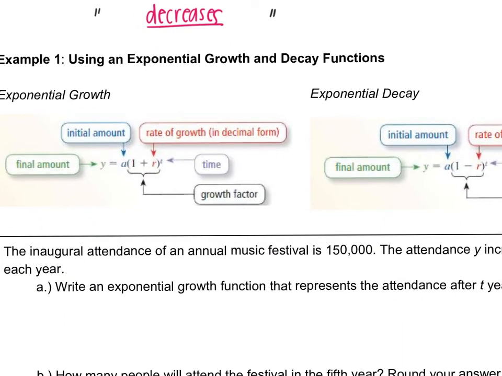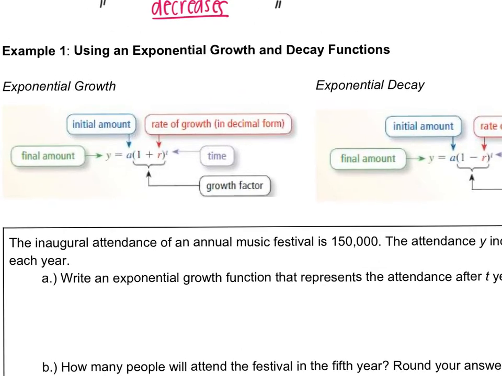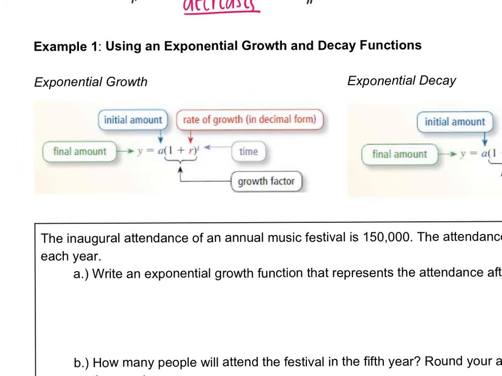So then let's take a look at our exponential growth and decay functions. These are kind of hard to see, so if you can't read it, you might want to make sure you write this down or listen carefully. My first function is y equals a, and a stands for the initial amount, times parentheses 1 plus r, r standing for the rate of growth, and this is important, in decimal form. And then that exponent is t, which stands for time.